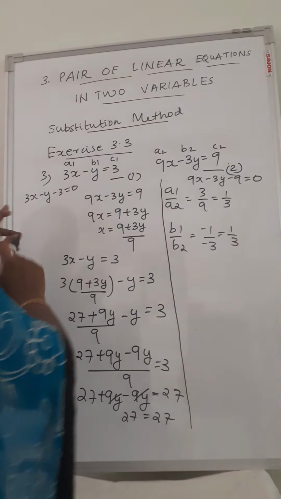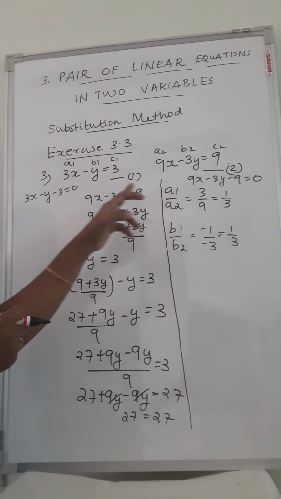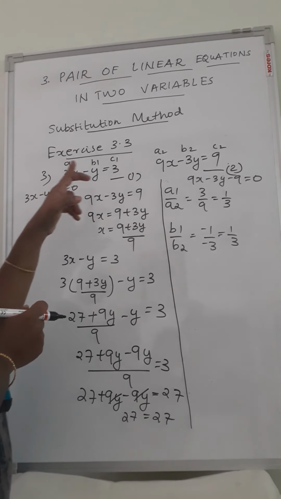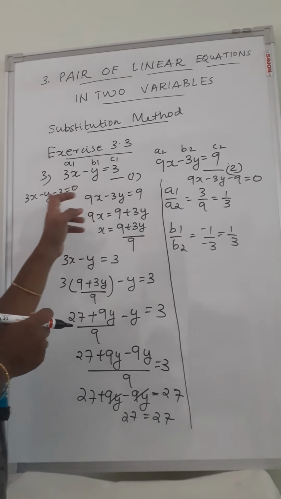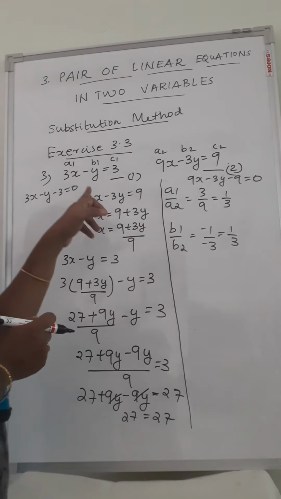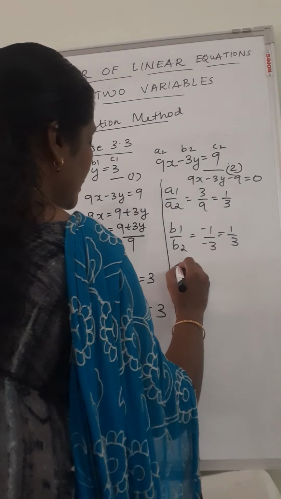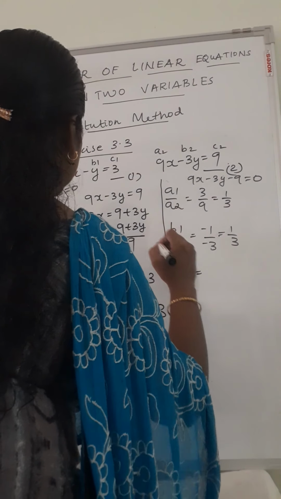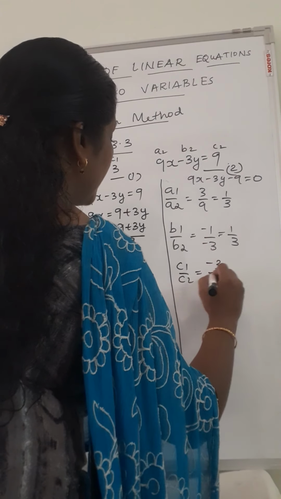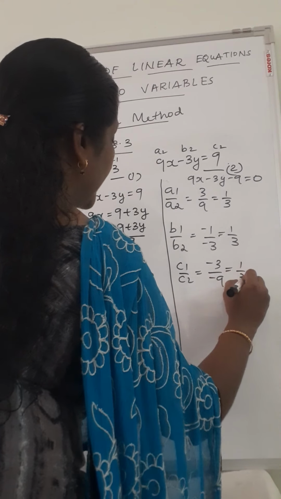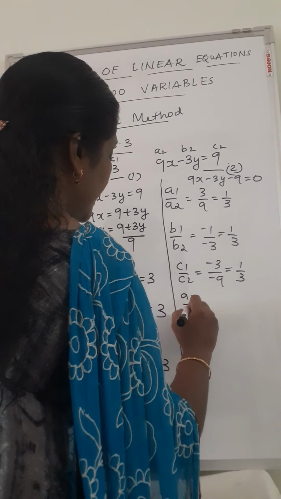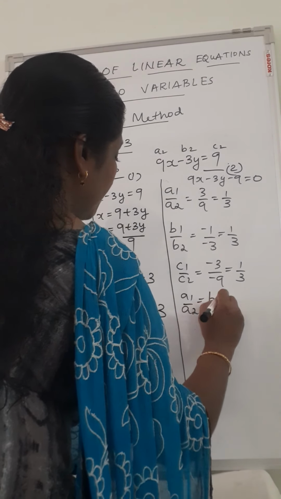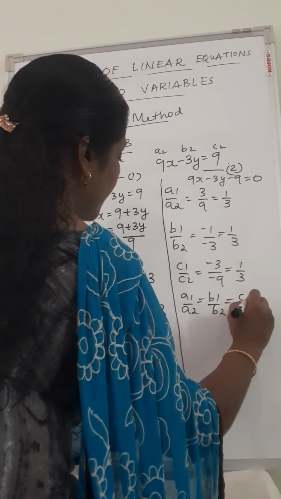This is the standard form of a pair of linear equations. a1 by a2 is equal to 1 by 3, b1 by b2 is equal to 1 by 3, then c1 by c2 is equal to minus 3 by minus 9, that is 1 by 3. That is a1 by a2 is equal to b1 by b2 is equal to c1 by c2.